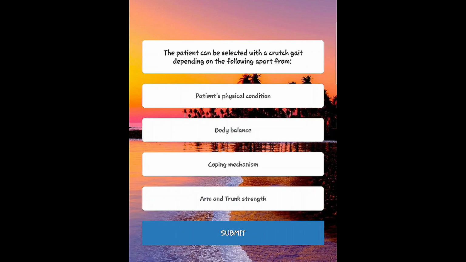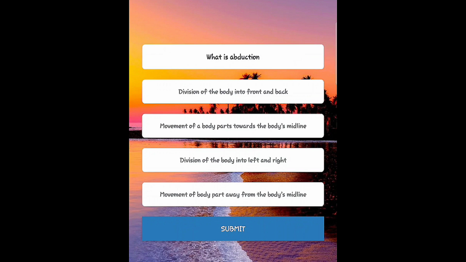The patient can be selected with a crutch gait depending on the following apart from: patient's physical condition, B, body balance, coping mechanisms, arm and trunk strength. So it should be apart from coping mechanisms. What is abduction? This one is basically talking about moving your arm away from yourself or to yourself. You all know what the answer is.